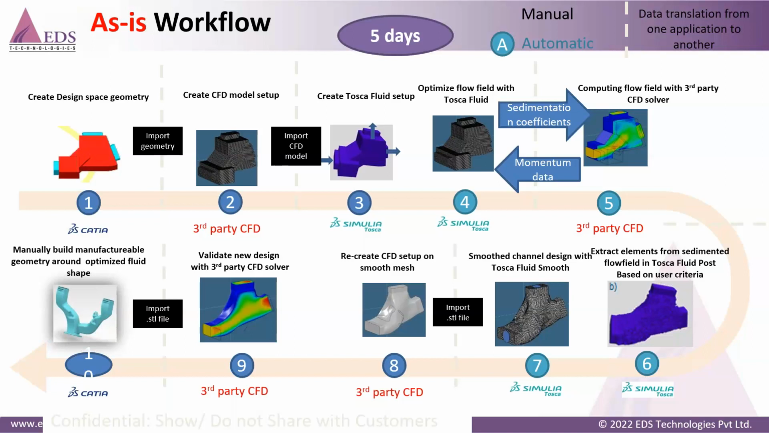Then optimizing the flow field with Tosca fluid is going to be automatic because the tool does it. And again, computing the flow field with a third party can be automatic. So basically, to complete this whole workflow all the way from creating the design space geometry to manually building manufacturable geometry around the optimized fluid shape usually takes us around 5 days.